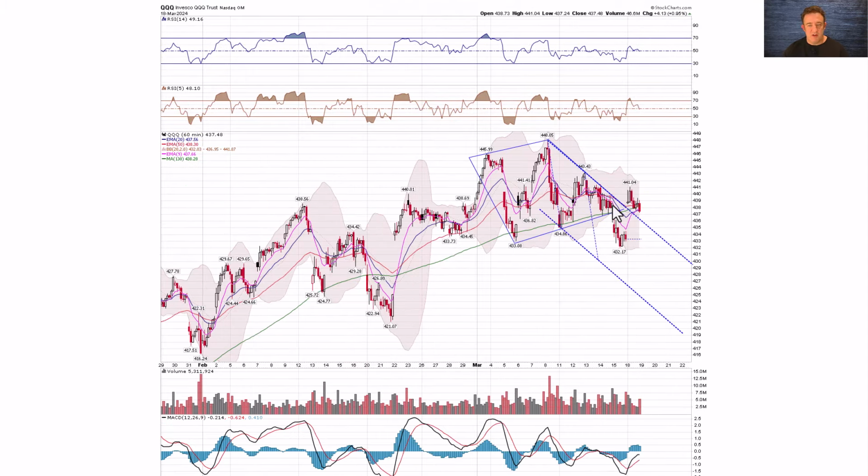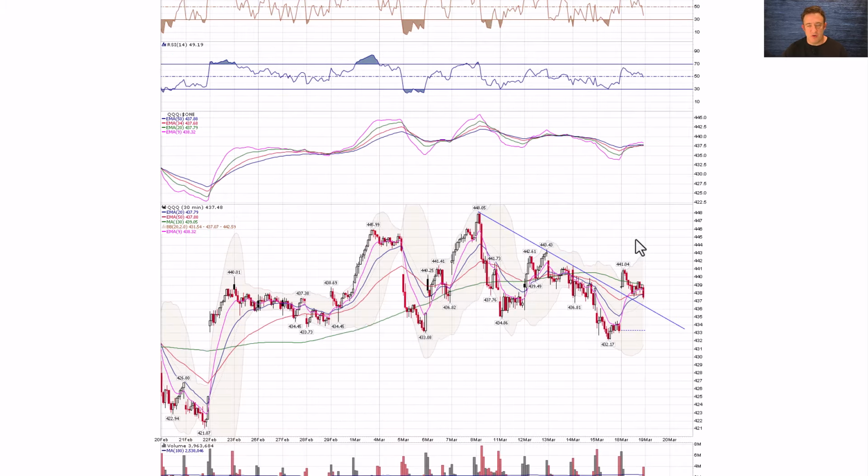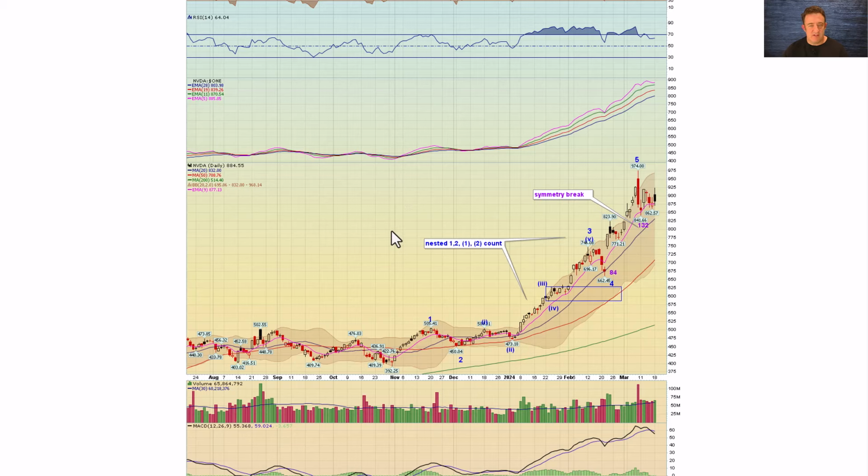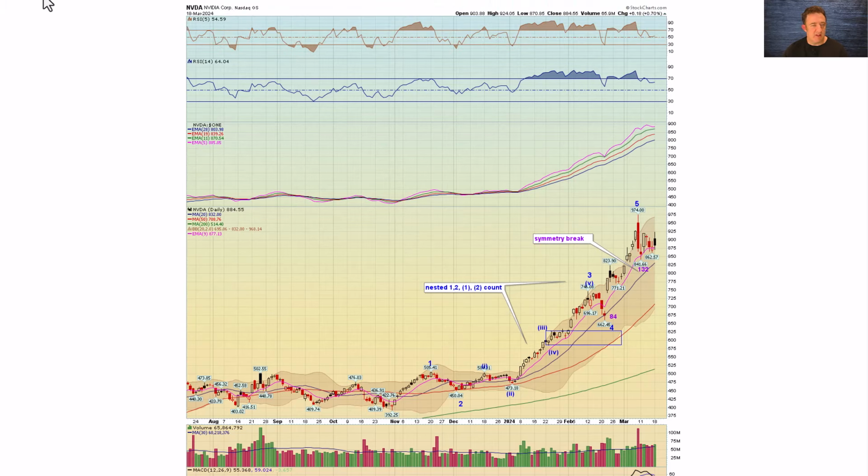Number 23, here's another 60-minute chart. Last week I was showing a bearish diamond, which played out on Friday. Now we recovered over this channel here today. We'll see if that can hold as a support or not. Number 24, here's a 30-minute chart showing the same thing. This broken trend line is a potential support now. We'll see. Let's look at some of these large cap tech stocks that have been dominating the market.